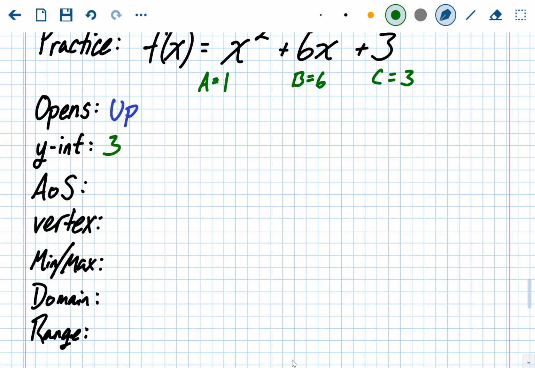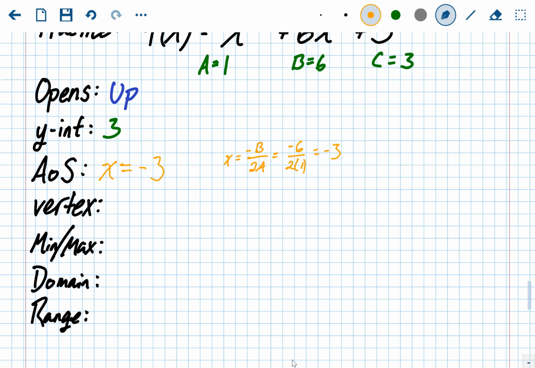Axis of symmetry, opposite of B over 2A. The opposite of B is negative 6 over 2 times A, which would be 2. So the axis of symmetry is the line x equals negative 3. So again, that's because it's the opposite of B over 2A. Negative 6 over 2 times 1, which is negative 3.